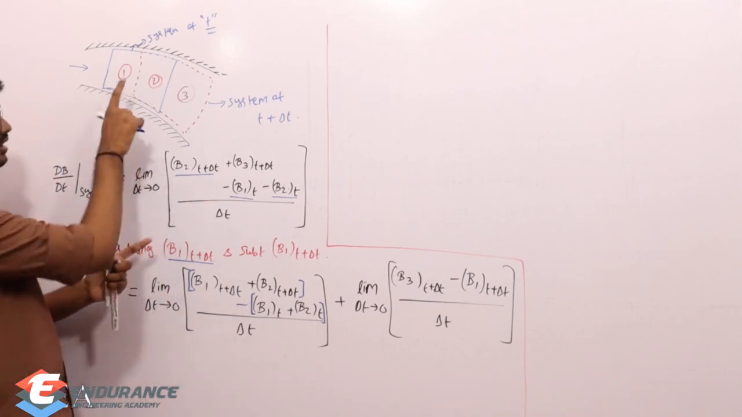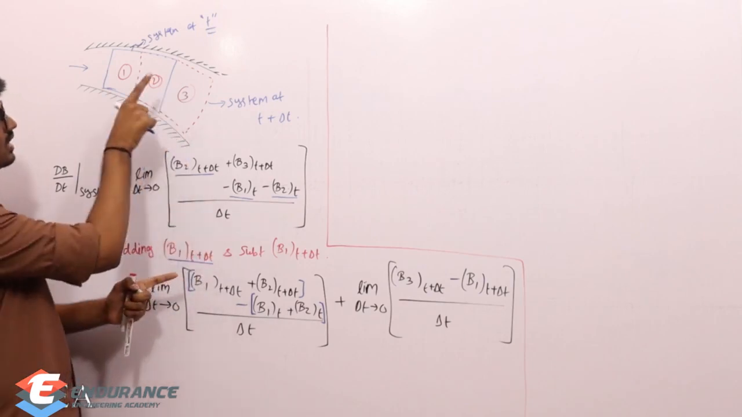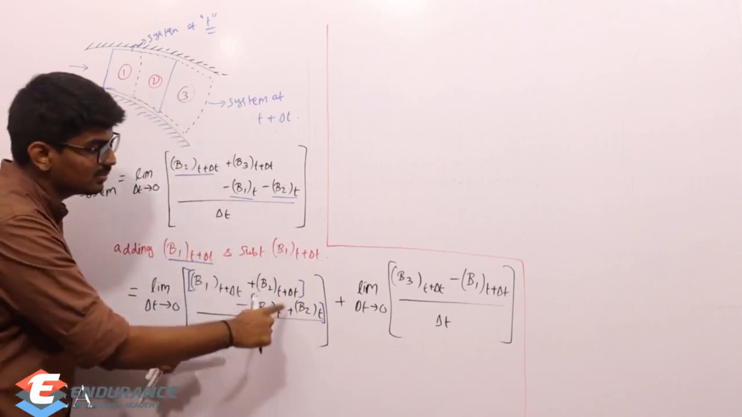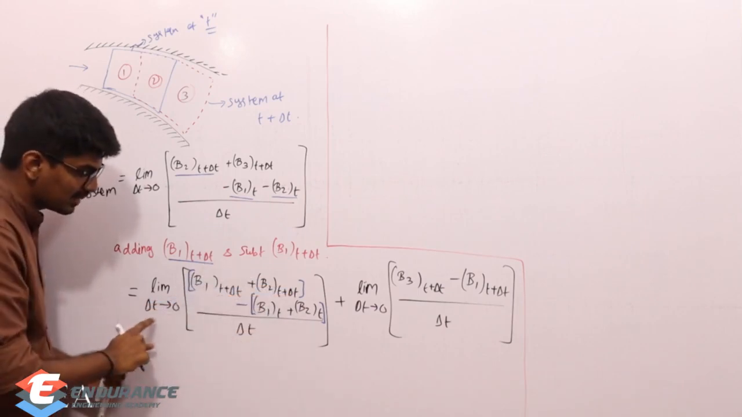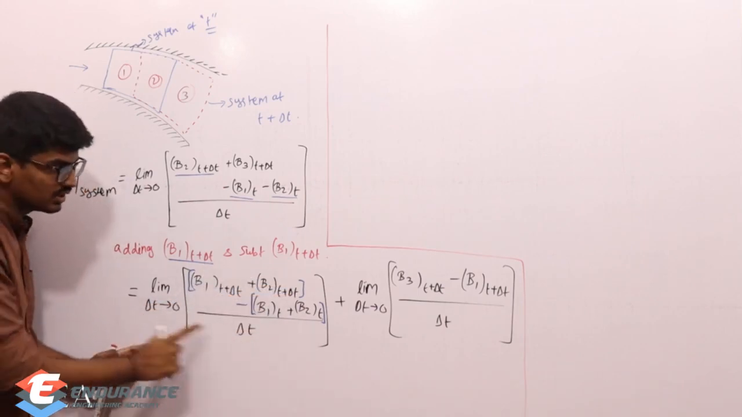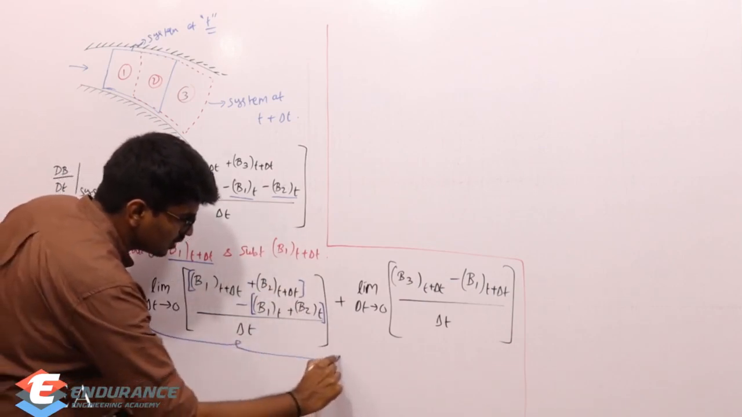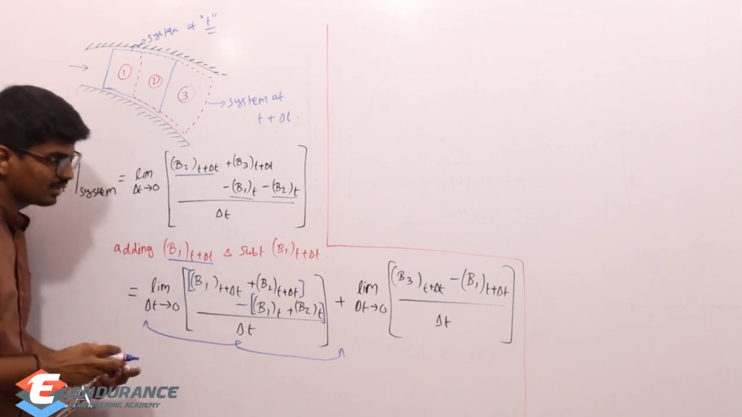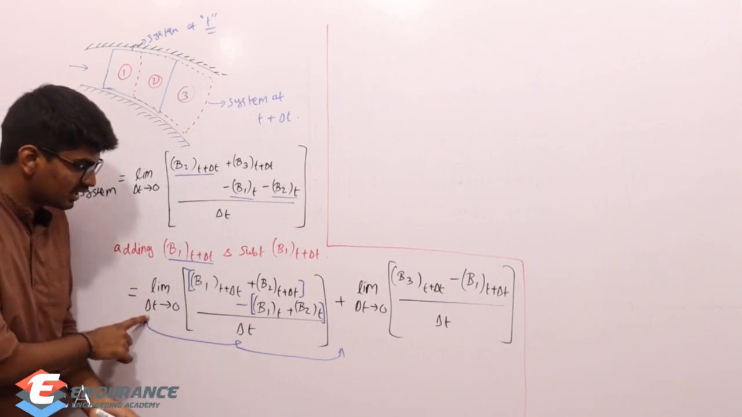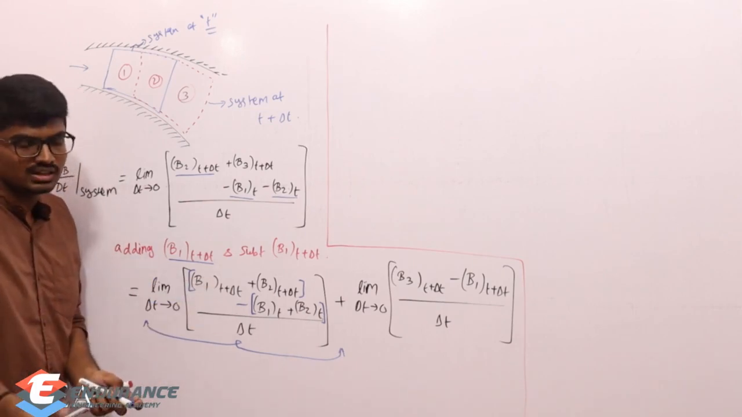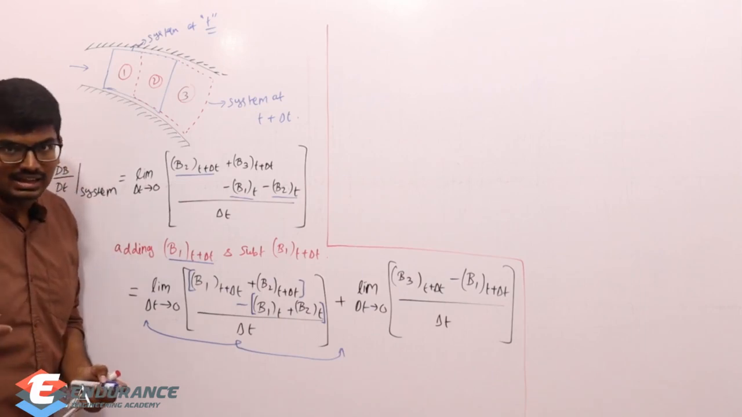Listen carefully. b1 plus b2 is my control volume at time t plus delta t. Similarly, b1 plus b2 at time t. I am finding the difference of those two, dividing by delta t, and applying limit delta t tending to 0. So what is this total term indicating? By basic differentiation, just now I gave the equation: limit delta x tending to 0, f of x plus delta x minus f of x by delta x.